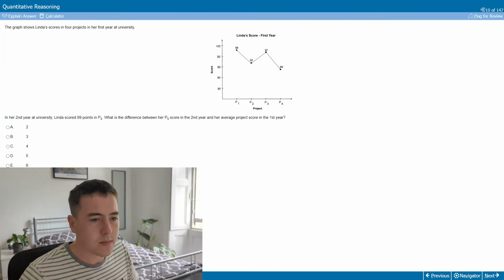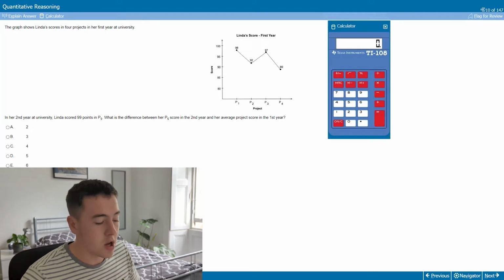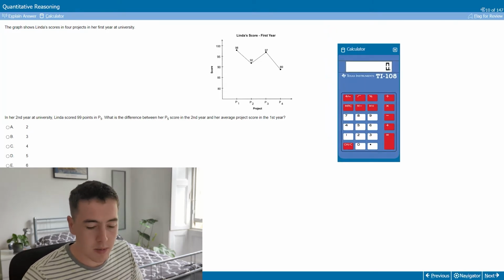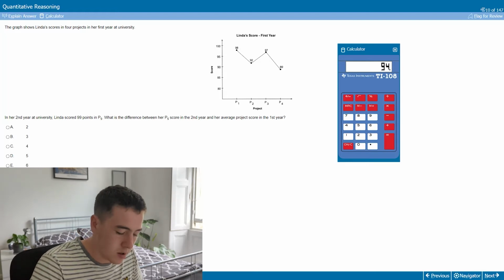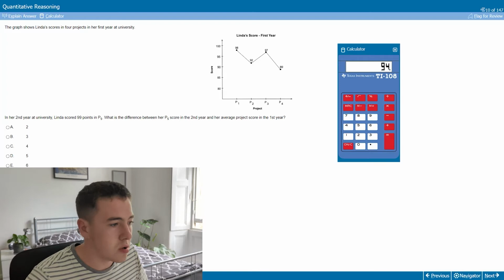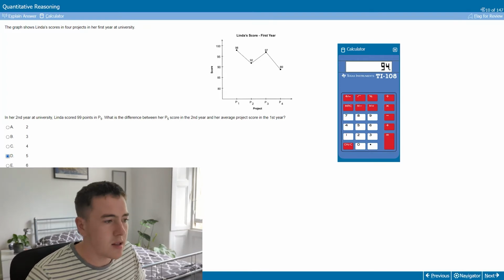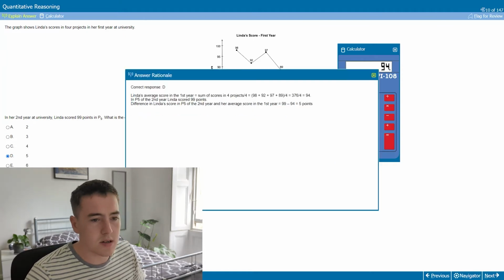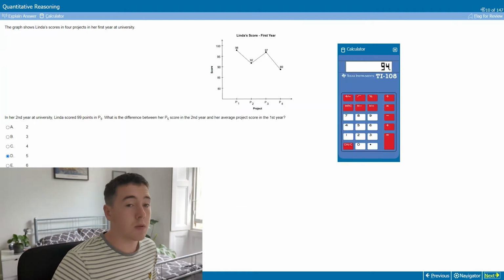Straight away, I wouldn't be writing anything down for this. You press Alt C, you get the calculator up. We've got 98 plus 92 plus 97 plus 89, which is 376, divided by 4 to find the average. We've got 94. And then for year 2, we have a score of 99. So we know that the difference is going to be 99 minus 94, which is 5. Correct answer is D. This is what we want to be answering.